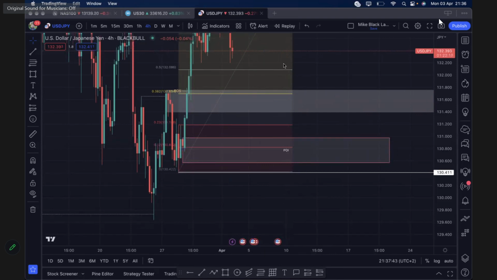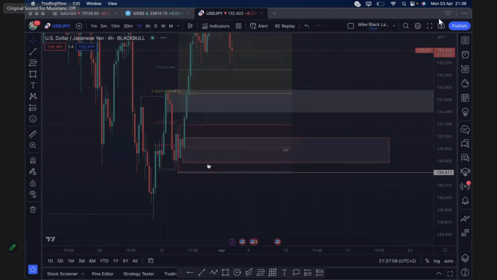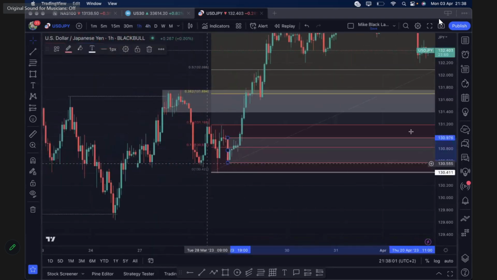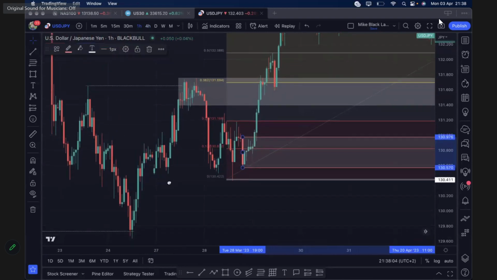Now I want to show you something. Now you go and look for probabilities, right? So number one, we know that this is also a demand zone. Okay. Number one. Number two, this order block. Is there in our 4-hour order block, a 1-hour order block?